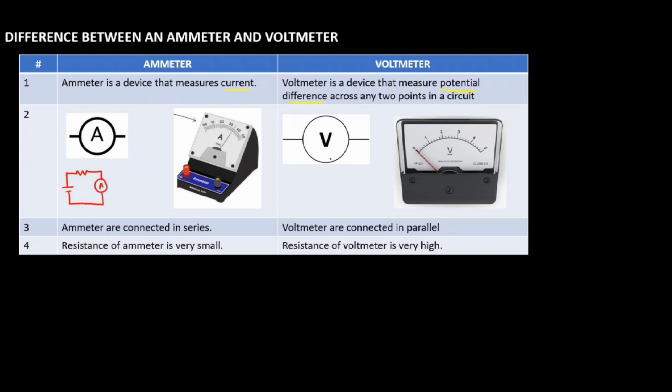A voltmeter, on the other hand, has a similar structure, a circle, but with capital V. So if I were to show a voltmeter in a circuit, I will draw a circle with V.